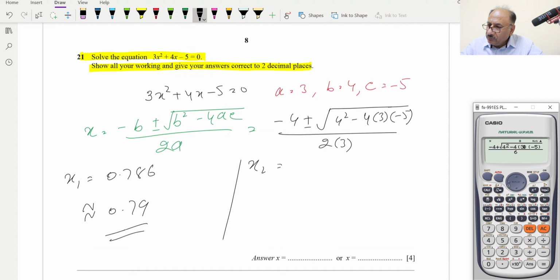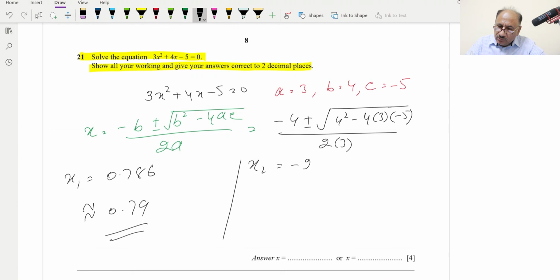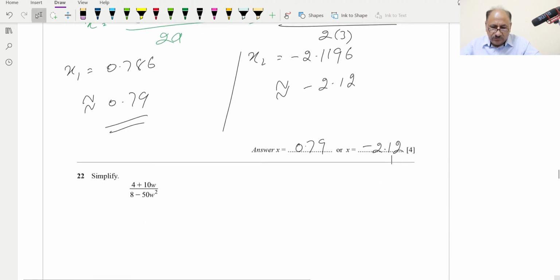And x2 value we can write by changing the sign to negative over here, and this will be equal to minus 2.1196, so we can round it to minus 2.12. We can write the answer as 0.79 and minus 2.12. These will be the answers. 4-mark question. It's very easy.